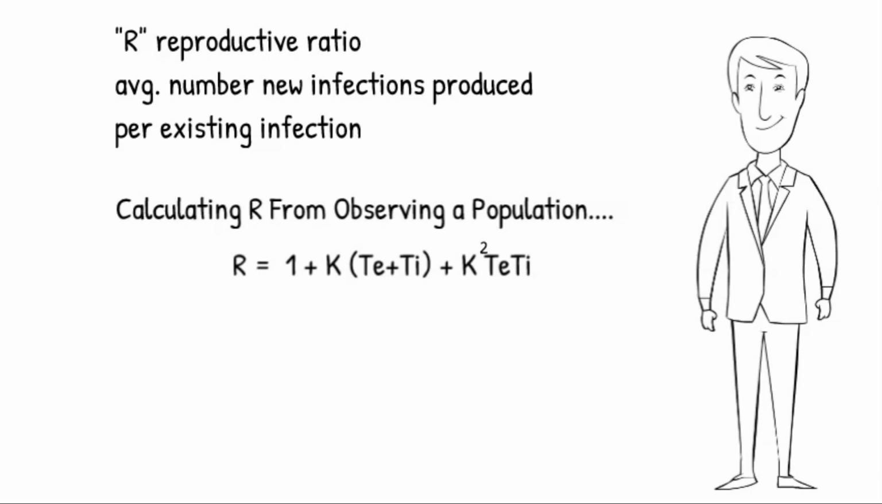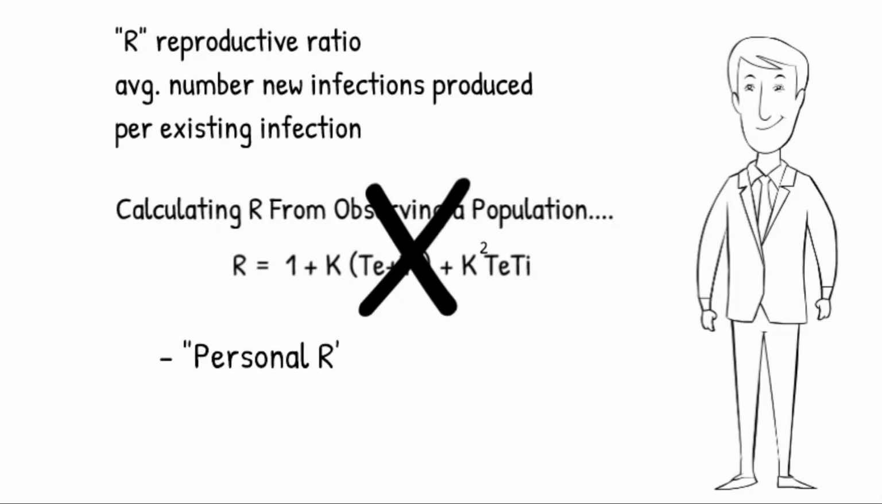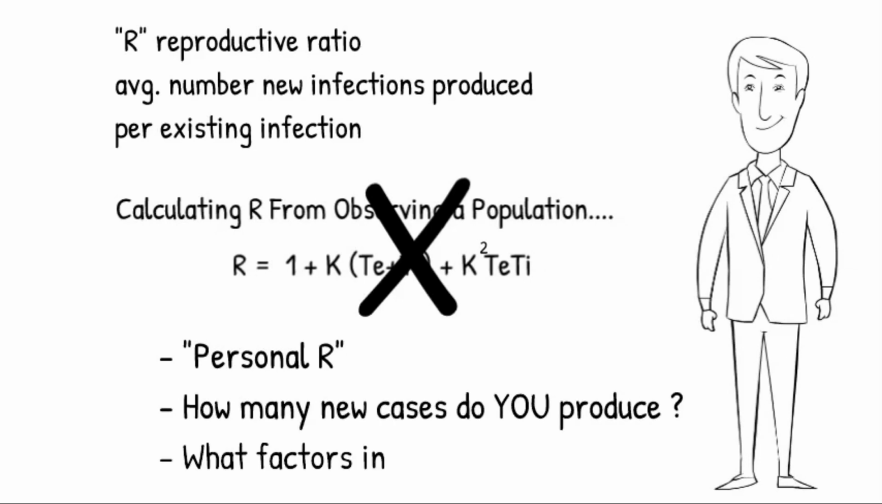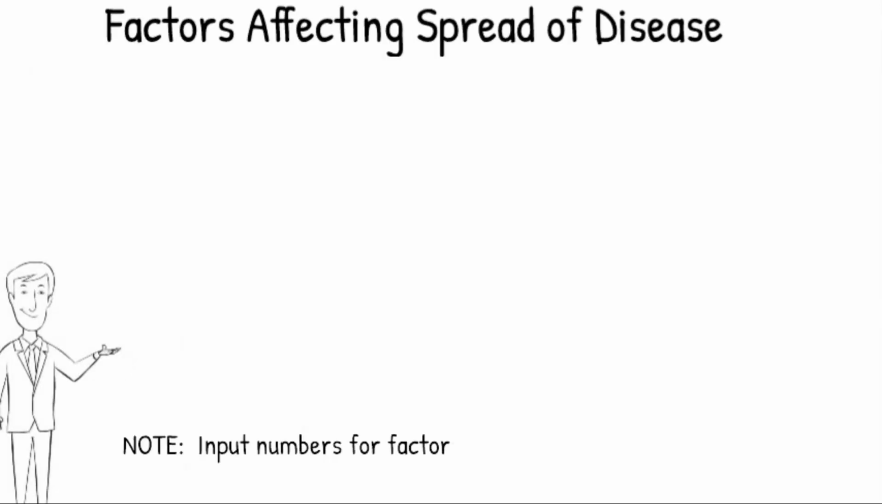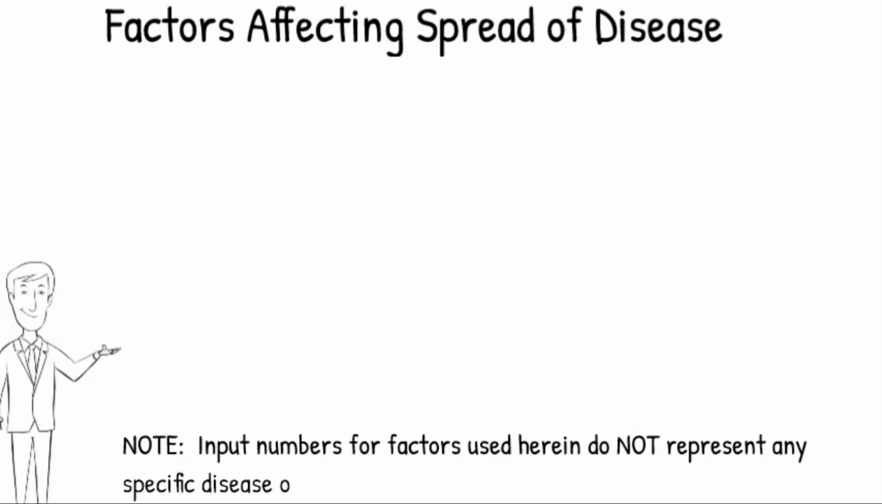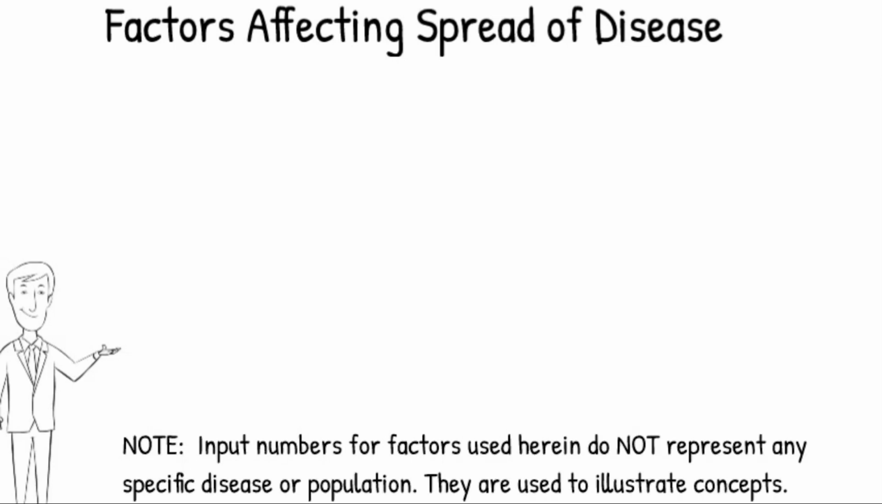Now, that's of use to epidemiologists, but difficult for regular citizens to relate to, something like that at the population level. So I'm going to bring it down to the personal level and talk about a concept I call your personal R, or how many new cases do you produce, and how can you reduce the number of cases you produce. So let's look at the factors affecting the spread of disease, or more specifically, the factors affecting how many new cases you create as an infectious person.